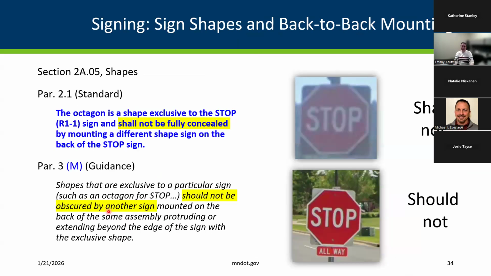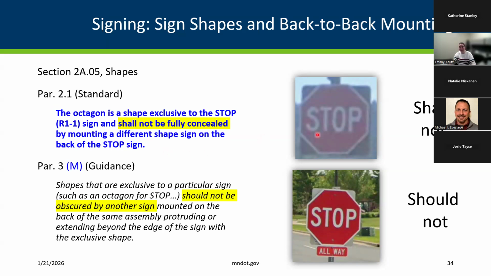Next, I wanted to talk about the shape of signs. Here we will see some Minnesota language, and this has to do with the silhouette of the stop sign. So the stop sign is an octagon shape, and the group specifically felt it was important to make sure that that shape, that silhouette is shown. So the octagon shape is exclusive to the stop sign and shall not be fully concealed by mounting a different shaped sign on the back of the stop sign.